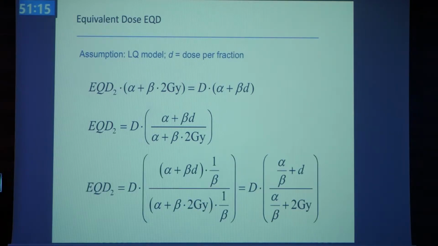Then you can do some cosmetics, so you can divide the denominator and the numerator here of the fraction by the radiosensitivity coefficient beta, and you get an expression where you have the alpha beta ratio in, where you have the dose per fraction for the compared fractionation schemes to the reference dose in.